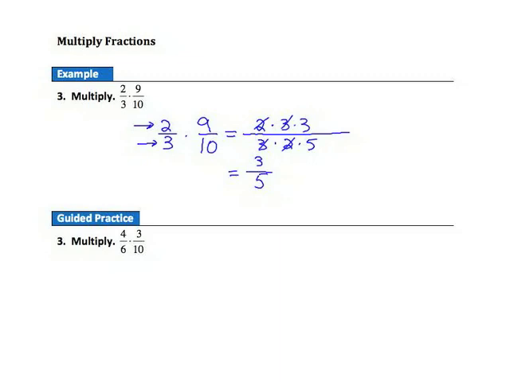Now it's time to check your understanding of multiplying fractions. Hit pause on your video player and answer the guided practice question. When you're done, hit play to see how you did.